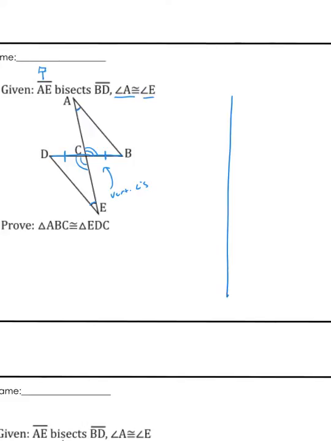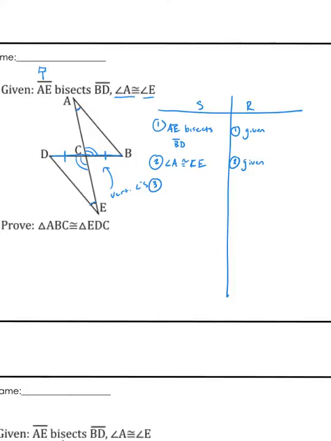So let's go into writing our proof. And here we go. Our statements and our reasons. So our first step is to write down our givens. So it says that AE bisects BD. All right, how do we know that? That was a given. Number two, it says that angle A is congruent to angle E. We know that because it is given.